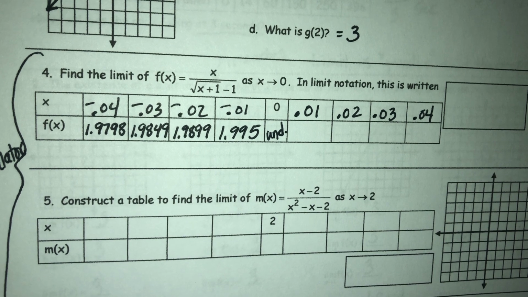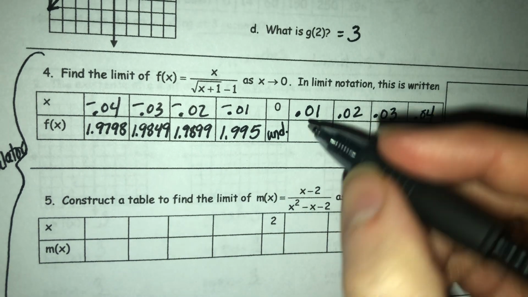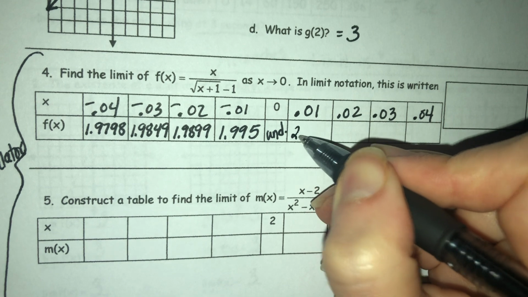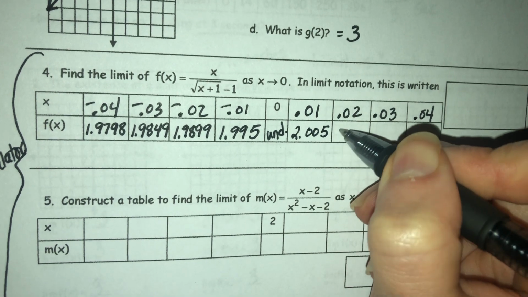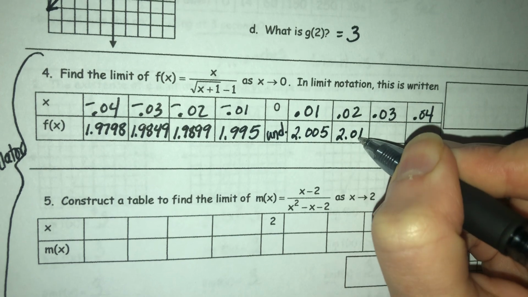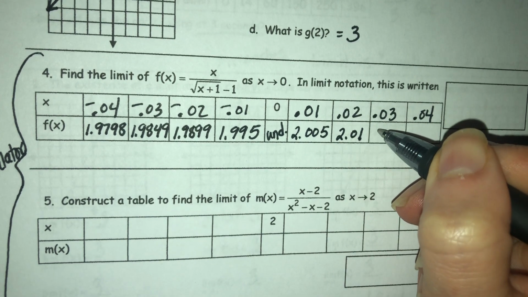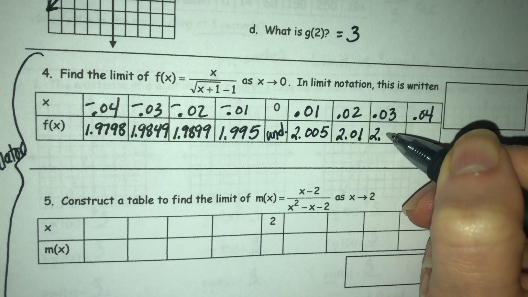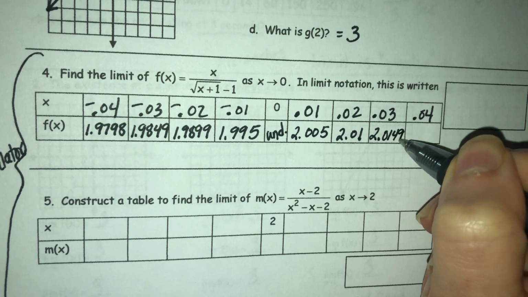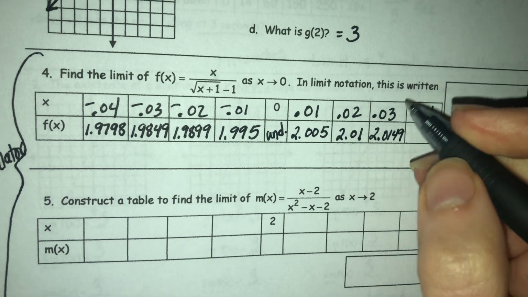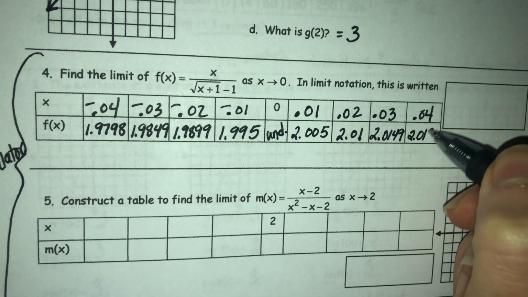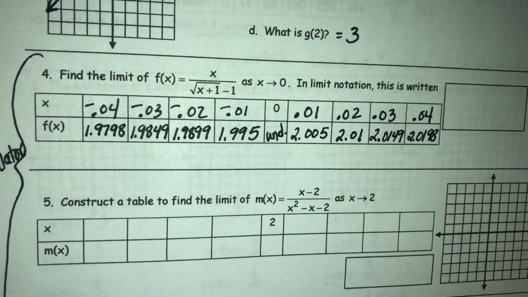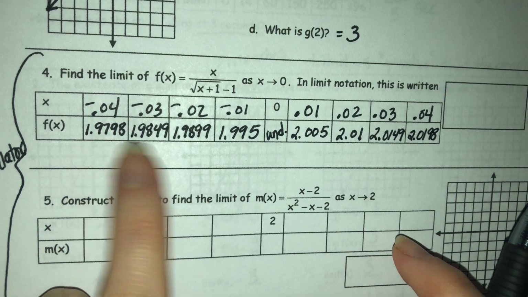So I'm going to put UND for undefined, which is what I would like you to put as well. And then at 0.01, it says 2.005. 0.02 is 2.01. 0.03, 2.0149. And 0.04 gives me 2.0198.